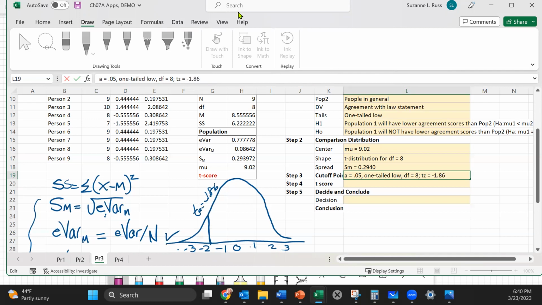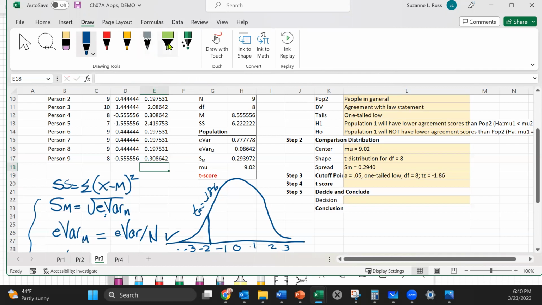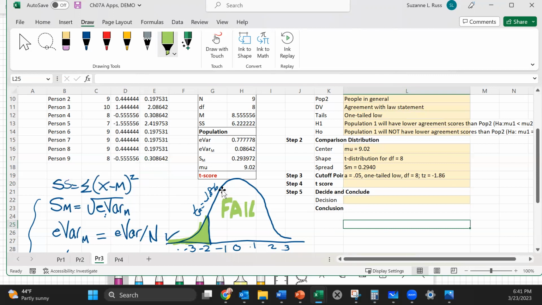And let me get our draw menu active here if we can. So we're going to shade in the fail region. This is where our score has to be if we can reject H0. And of course, here is our fail region. We next calculate our t-score. That is our last calculation.